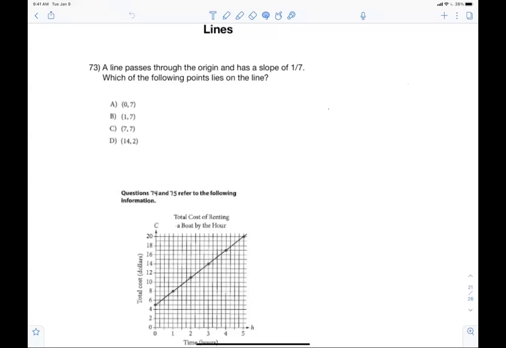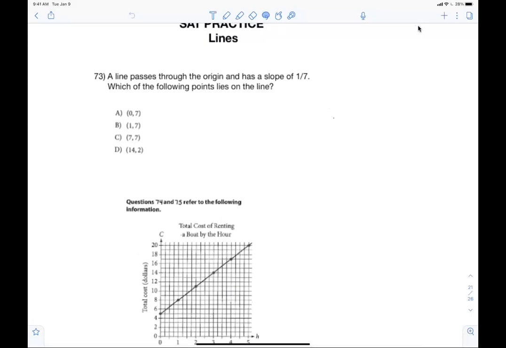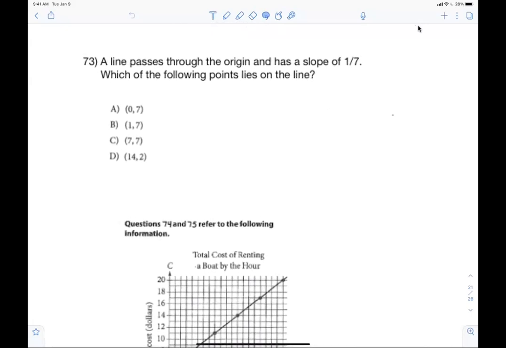I didn't really hear the noise on that, so let me. Okay, now again, as we go through these, this should be pretty simple. All right, so here we go. Let's start with 73. A line passing through the origin has a slope of 1/7. Which of the following points is on the line? Obviously D, correct?